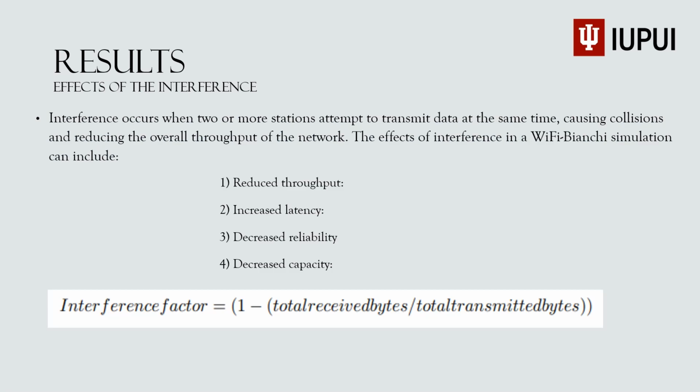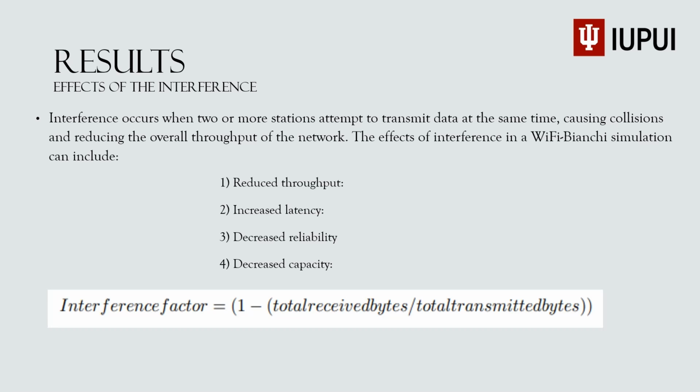Effect of interference. Yes, the stations in the Wi-Fi Bianchi simulation can interfere with each other as they share the same wireless channel. These effects of interference can include reduced throughput. Interference can cause collisions and retransmission, which reduces the overall throughput of the network. Increased latency. Interference can cause delay in packet transmission and reception, increasing the latency of the network. And decreased reliability. Interference can cause packet loss and corruption, reducing the reliability of the network.